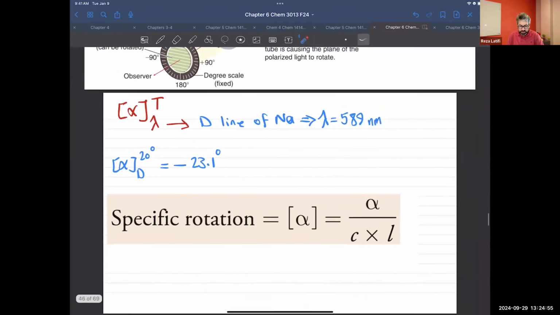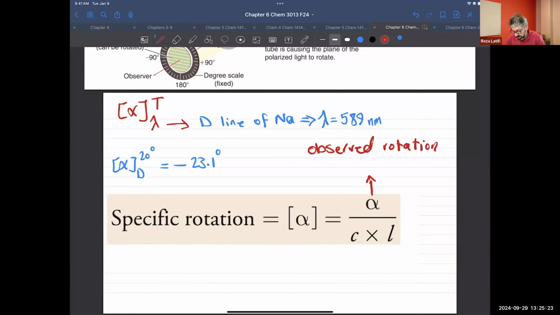Okay, and lambda: we use the D line of sodium, and the wavelength for it is 589 nanometers. In this case, the temperature is 20 degrees Celsius, and it says D, which means they used the D line for that specific sample. Okay, now we have alpha. Alpha is the observed rotation.